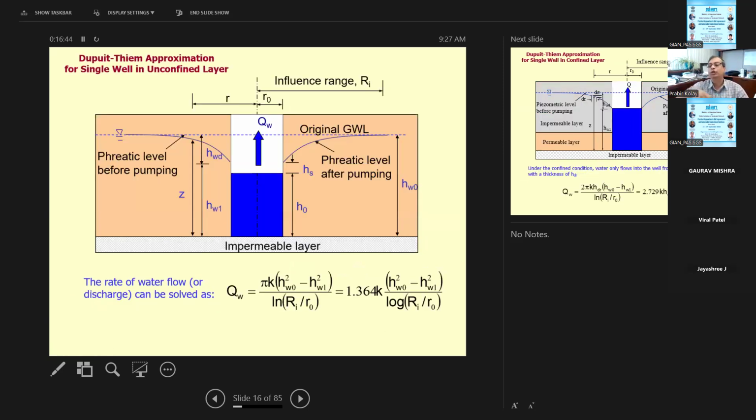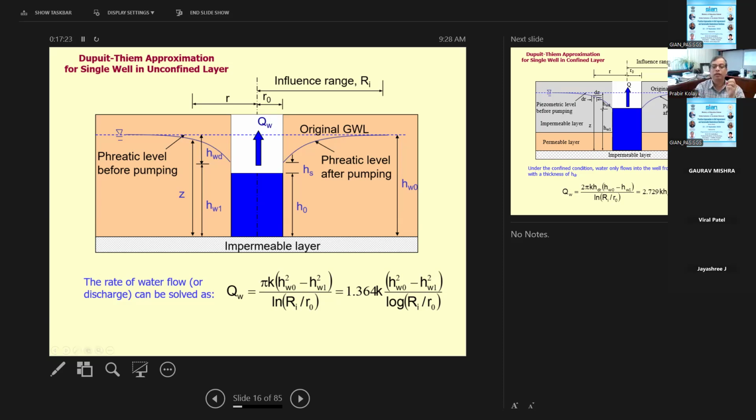Then again, how to calculate how much water is coming out from the well. Everyone knows how to calculate that using the Dupuit-Thiem approximation. So again, Q_w, this is the equation for an unconfined aquifer. There are unconfined and confined aquifers, and this is for a well penetrated up to the full depth. There may be an equation for partial penetration, but I'm not going to explain that over here. Most of the time, you will use the equation for full penetration in unconfined or confined aquifers. You can find the equation.